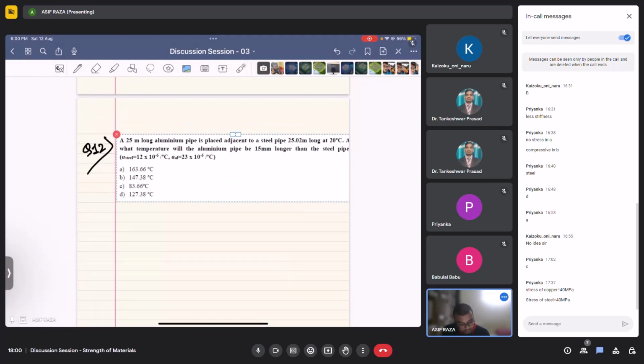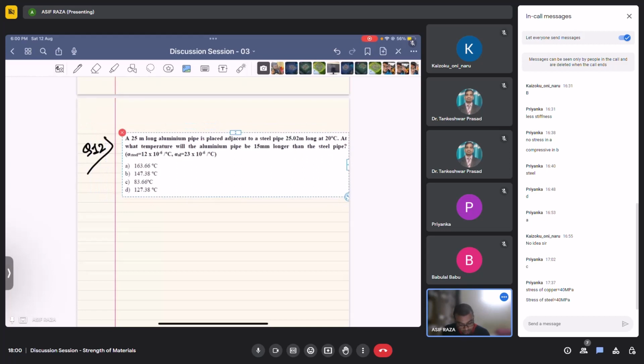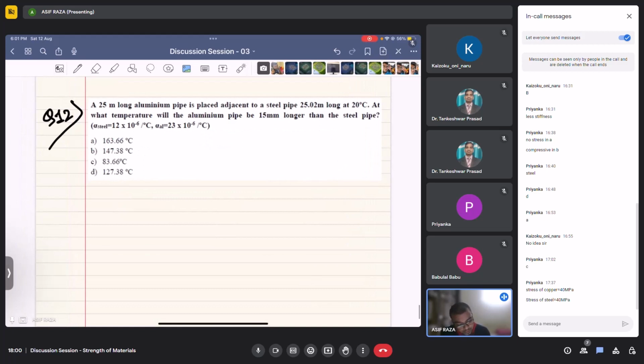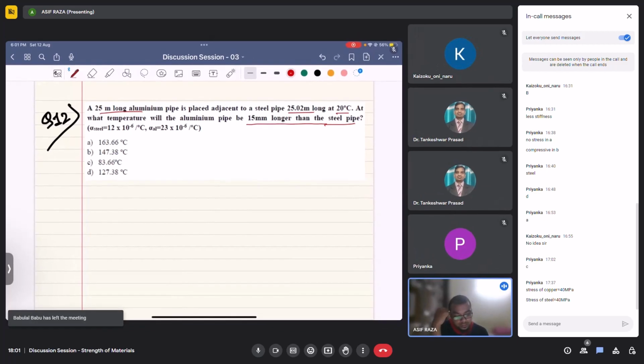It's a question similar to the assignment. The question is, a 25-meter long aluminum pipe is placed adjacent to a steel pipe 25.02 meter long at 20 degrees Celsius. At what temperature will the aluminum pipe be 15 mm longer than the steel pipe?